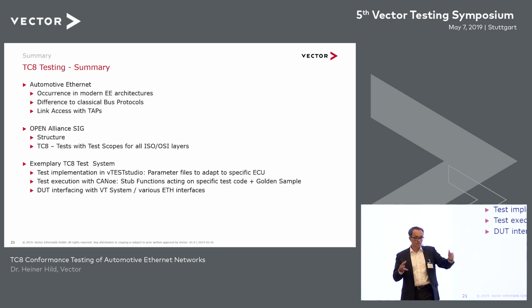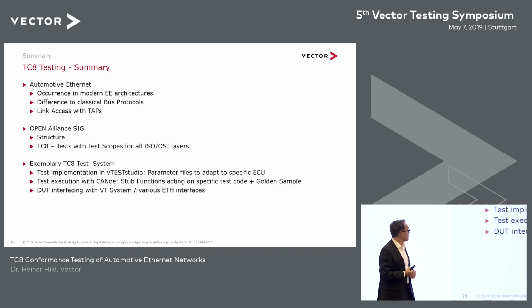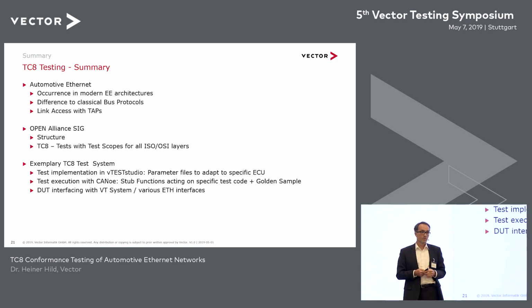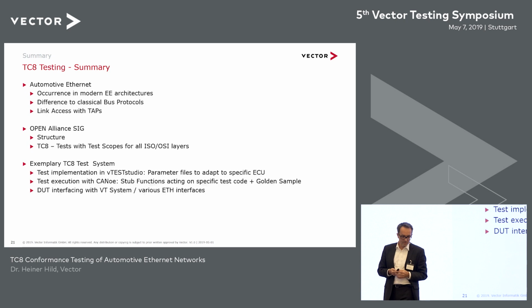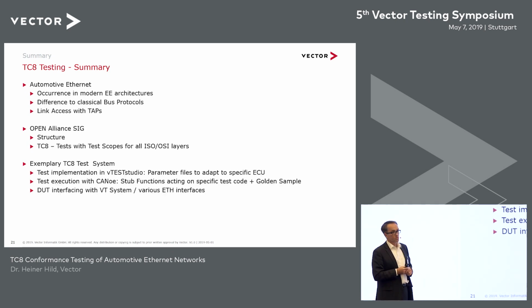Then we've got CANoe as the test execution unit with the additional functionalities in order to get the test specimen prepared and to then address the functionalities for the test specimen, and with the opportunity of having a reference test specimen and testing the test, and then interfacing either with the VT system or also with another amount of network interfaces, Ethernet interfaces.